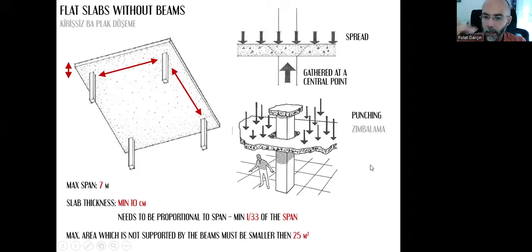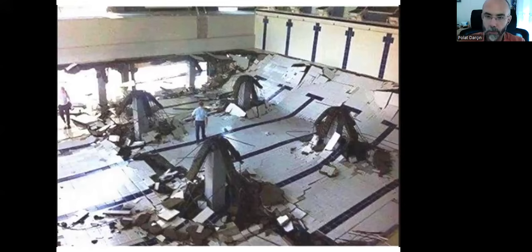And the area which is not supported by, it's miswritten, not the beams, but the columns. It needs to be columns, so that's wrong. The area not supported by columns must be smaller than 25 square meters. So this part will be supported with that column, that part will be supported with that column, and all these corners will be supported. And there is this unsupported middle area. So this area cannot be larger than 25 square meters. Otherwise, there's this risk of punching.